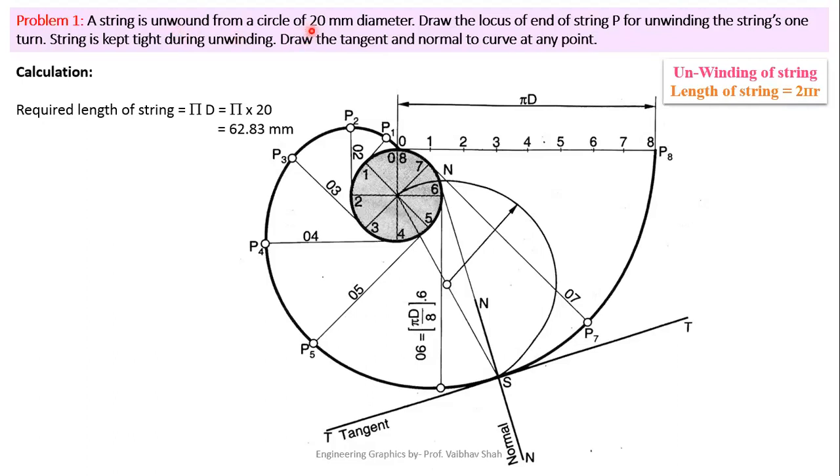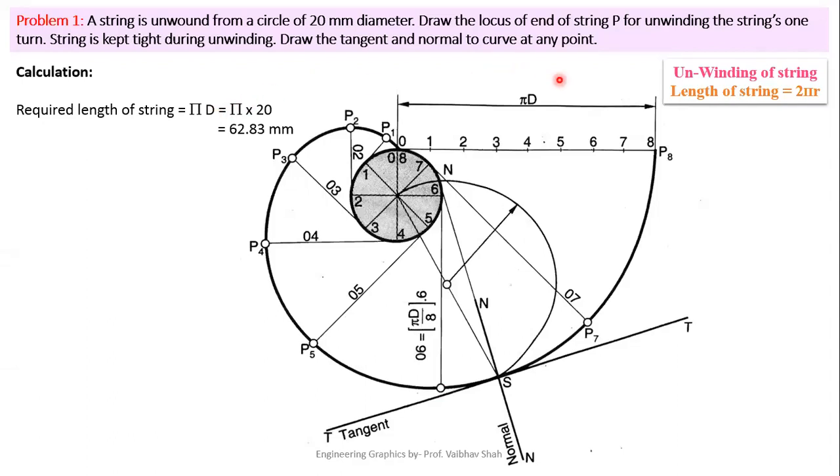So here circle is given with a 20 mm diameter. As usual, we are having one circle with a given diameter. We have to draw the locus of end point of a string P. So whenever you see this word end point of P, you have to trace. That means you have to draw your involute. Now here we have to also draw the tangent and normal at any point. So we'll see the tangent and normal afterwards, after finishing the drawing of your involute.